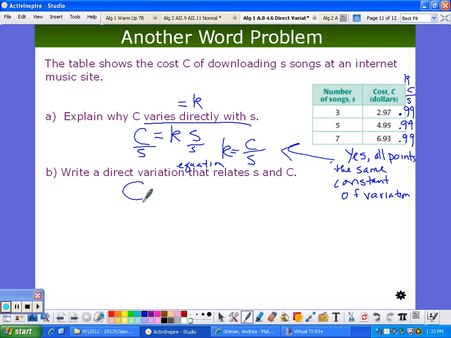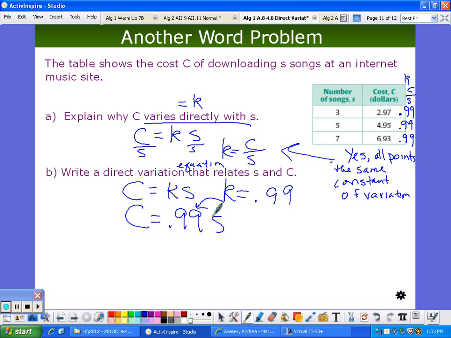Now we're halfway there. We already figured out this part of it based on C varies directly with S. What's the rest of this equation going to be? K equals 0.99. Yep. K equals 0.99. So what's my equation now? C equals 0.99S. You take your general equation, you found K, you plug it right in, and that's your equation.